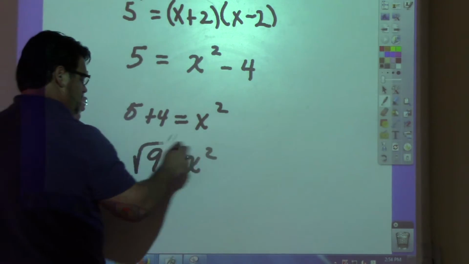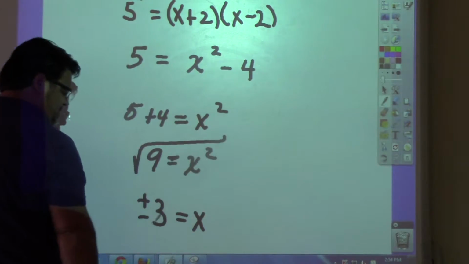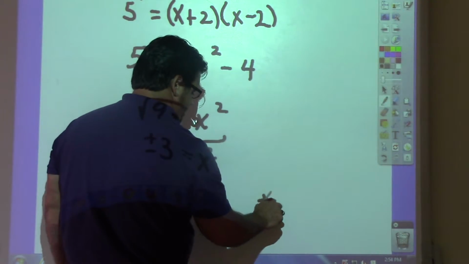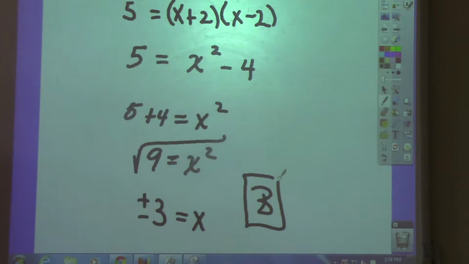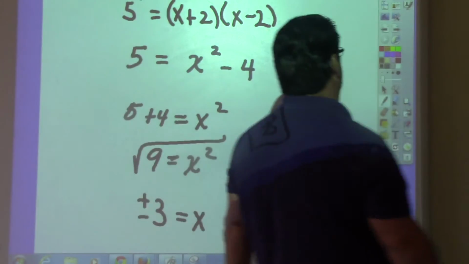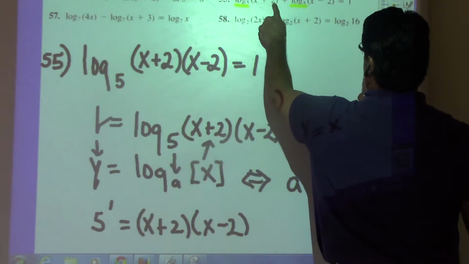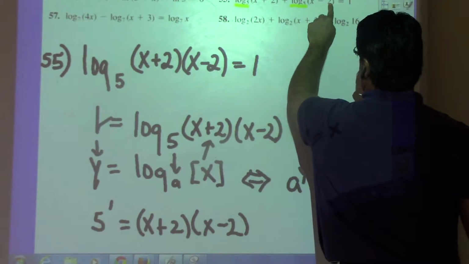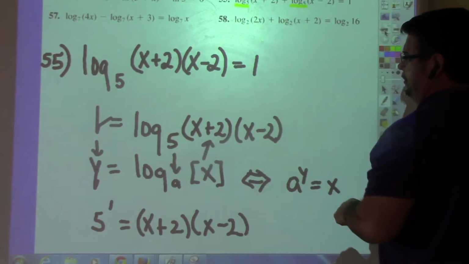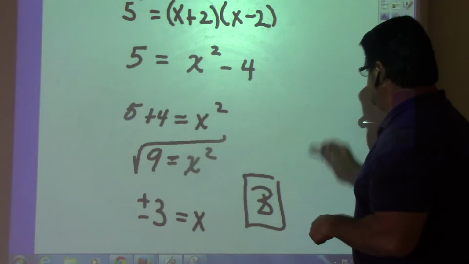So what is the final answer? X is equal to positive or negative 3. And in this case, 3 is our answer because you can't take the log of a negative number. So if you go back to the original, negative 3 plus 2 is negative 1. And negative 3 minus 2 is negative 5. So that would cause a problem. So positive 3 is your answer.